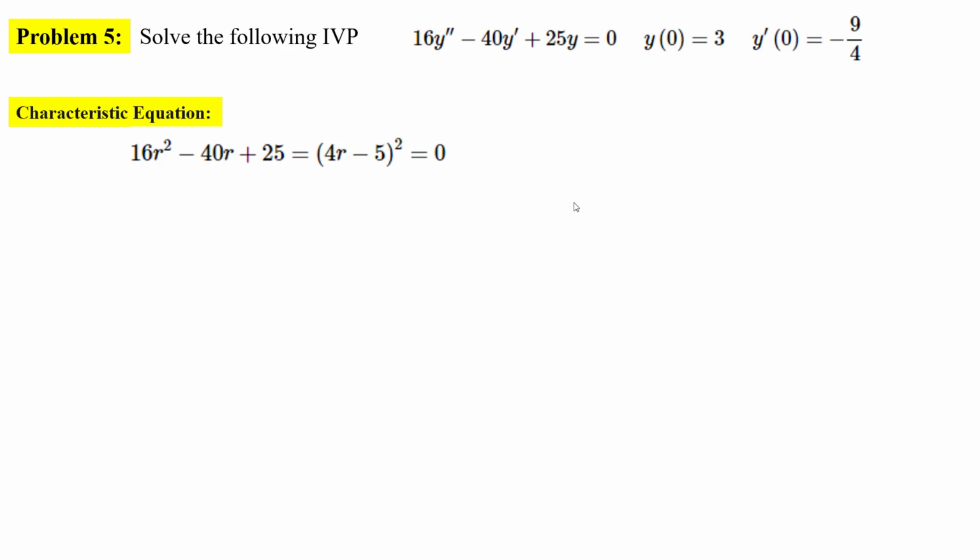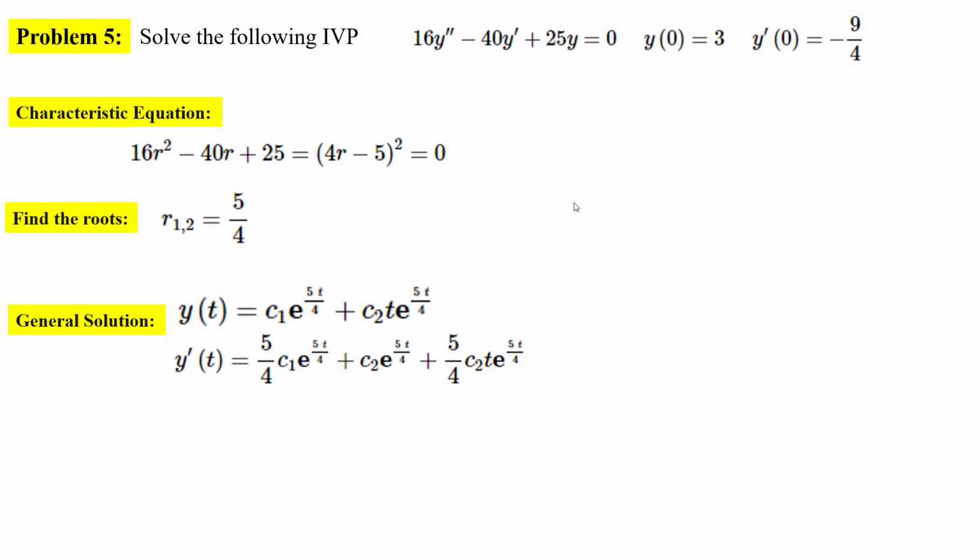And in that case, you basically do what you do to a Bernoulli to get it to look like a linear. You divide out whatever the non-constant is. But anyway, so this is my characteristic equation. You factor it. It factors as a perfect square; it happens to be a perfect square trinomial. So the roots are 5/4 in both cases. So your general solution is c sub 1 e to the 5/4 t plus c sub 2 t e to the 5/4 t. This is the derivative.